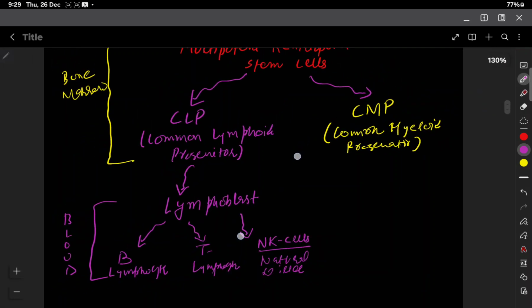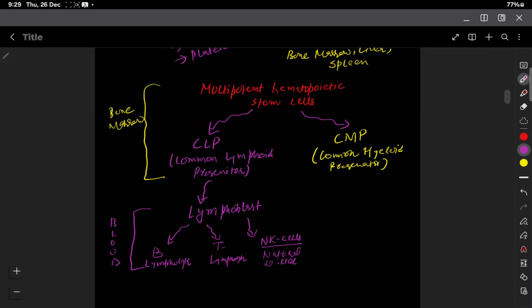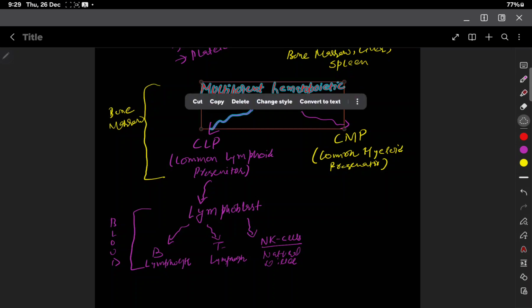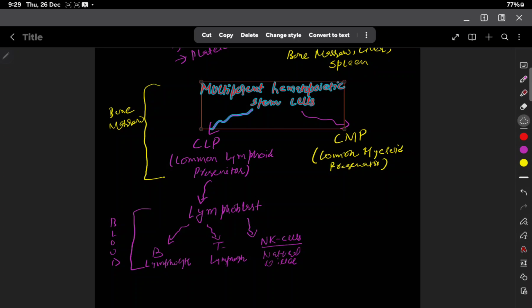Again, this multipotent hematopoietic stem cell is the important cell from which all the cells in our body originate. It will differentiate either into the CLP or the CMP. CLP is common lymphoid progenitor, while CMP is common myeloid progenitor, and this step occurs in the bone marrow. In the second step, from the CLP, lymphoblast is formed. Then this lymphoblast gets differentiated into B lymphocyte, T lymphocyte, and natural killer cells, formed in the blood. So that is one pathway.